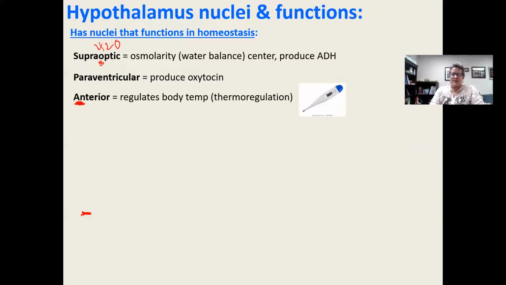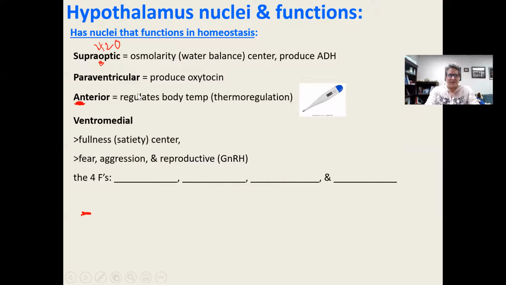The next nucleus is the anterior nucleus. The reason I've got the ANT underlined is because when I think of the anterior nucleus and its role in regulating body temperature, which occurs through negative feedback, I remember this nucleus because it has the letters ANT. And that makes me think of Antarctica. Antarctica is a continent, and it's a cold continent, and cold is a temperature, and that's how I remember it.